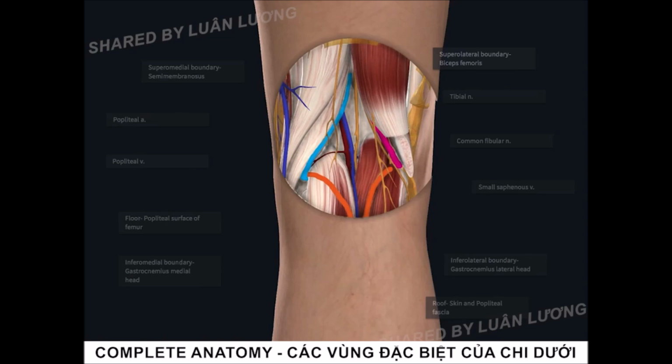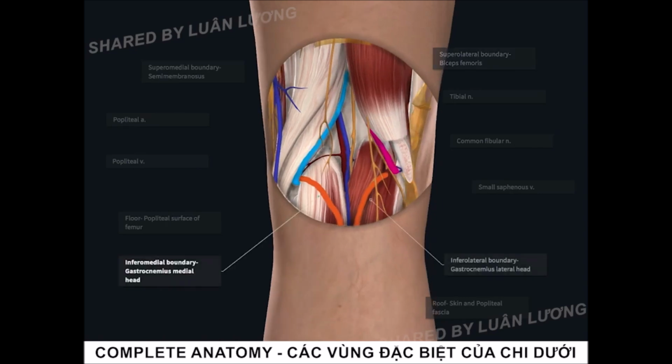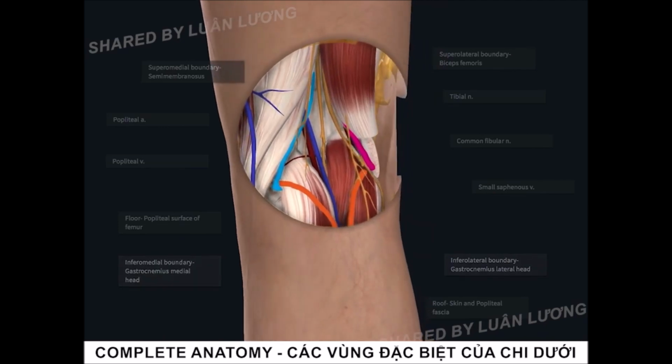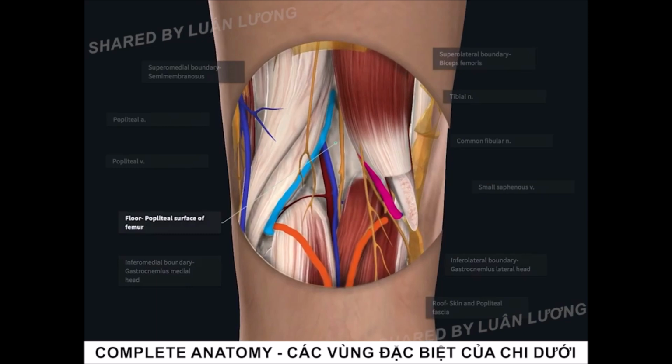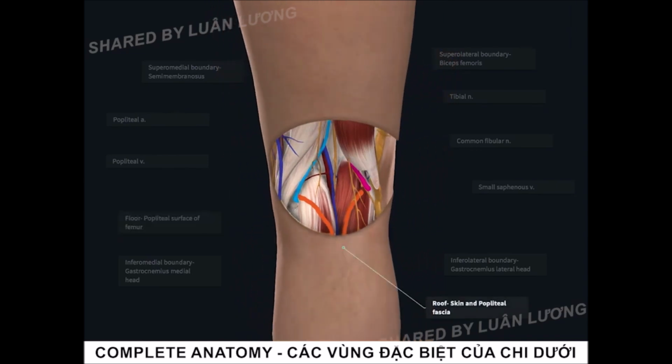On the inferior aspect, we're going to have one muscle form both the medial and lateral boundaries, the gastrocnemius muscle. The medial head of the gastrocnemius forms the inferomedial border of the popliteal fossa, while the gastrocnemius lateral head forms the lateral boundary. Within the popliteal fossa, we're also going to have a deep boundary, or the floor, made up by the surface of the femur along its posterior distal end. The roof would be the overlying skin and popliteal fascia of the region.